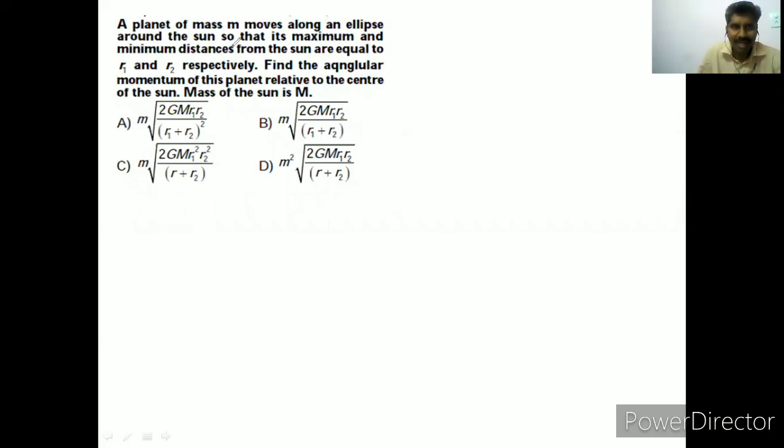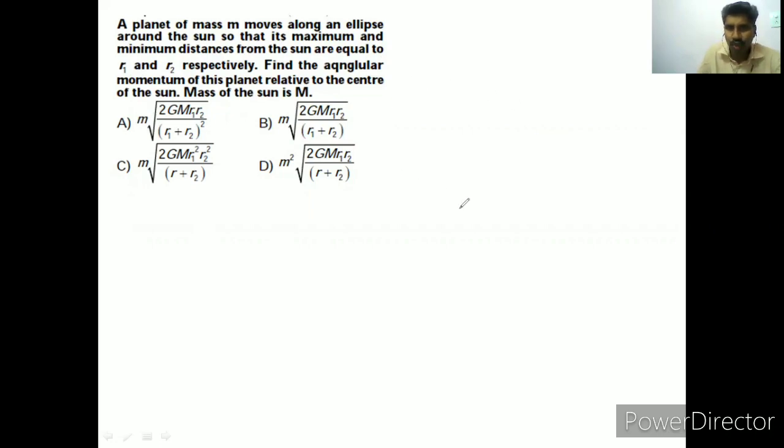A planet of mass m moves along an ellipse around the sun so that its maximum and minimum distances from the sun are equal to r1 and r2 respectively. Find the angular momentum of this planet relative to the center of the sun. The mass of the sun is also given as M.